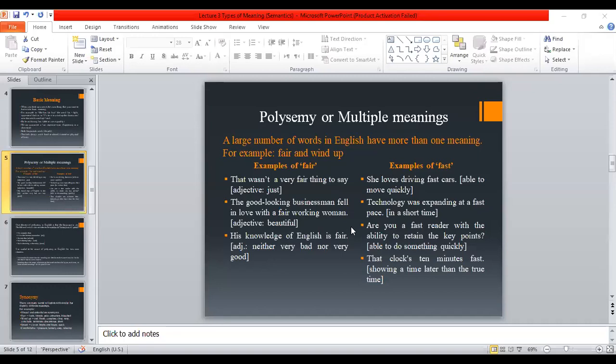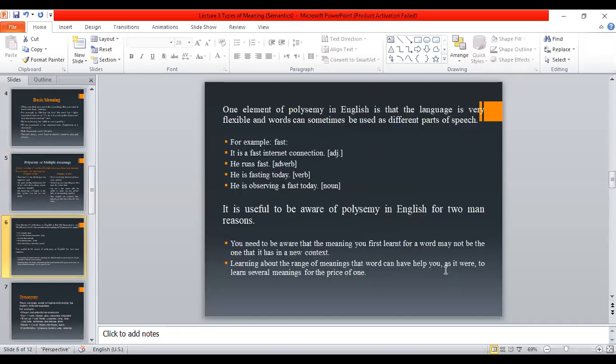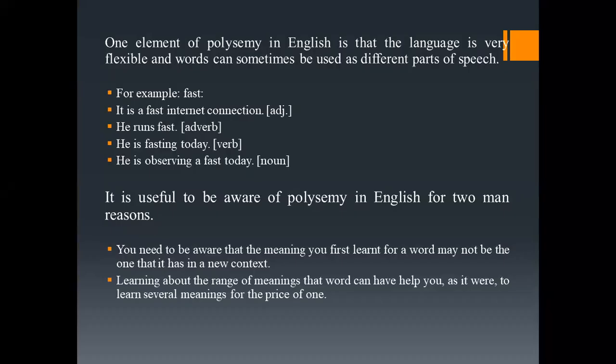So I told you about polysemy, or multiple meanings. After this, we have some examples. One element of polysemy in English is that the language is very flexible and words can sometimes be used as different parts of speech. For example, fast. It is a fast internet connection. He runs fast. He is fasting today. He is observing a fast today.